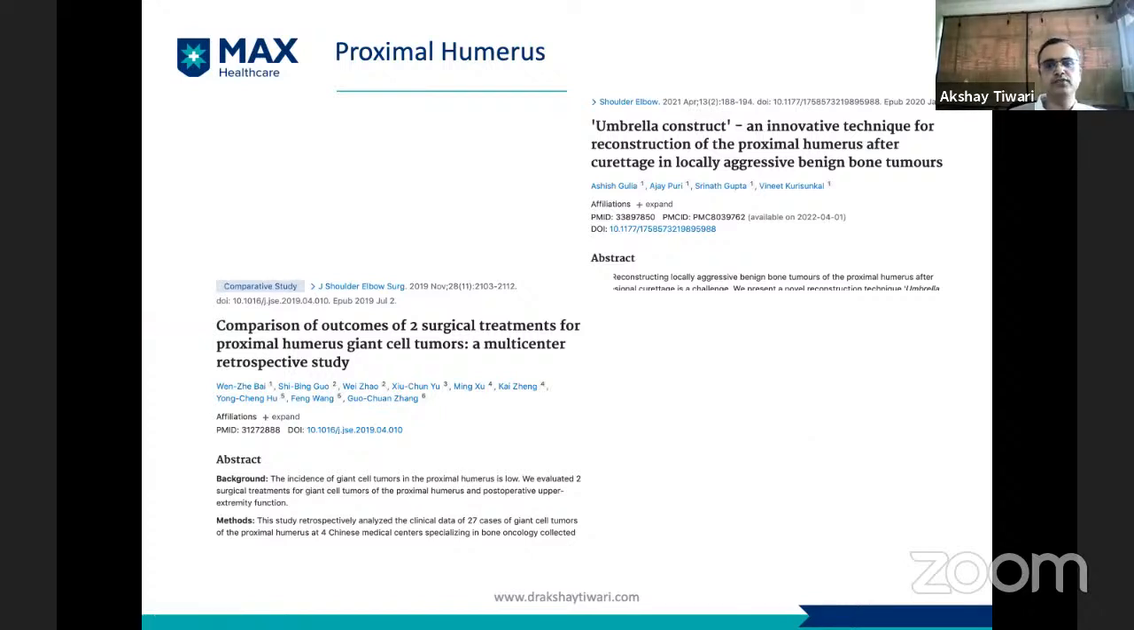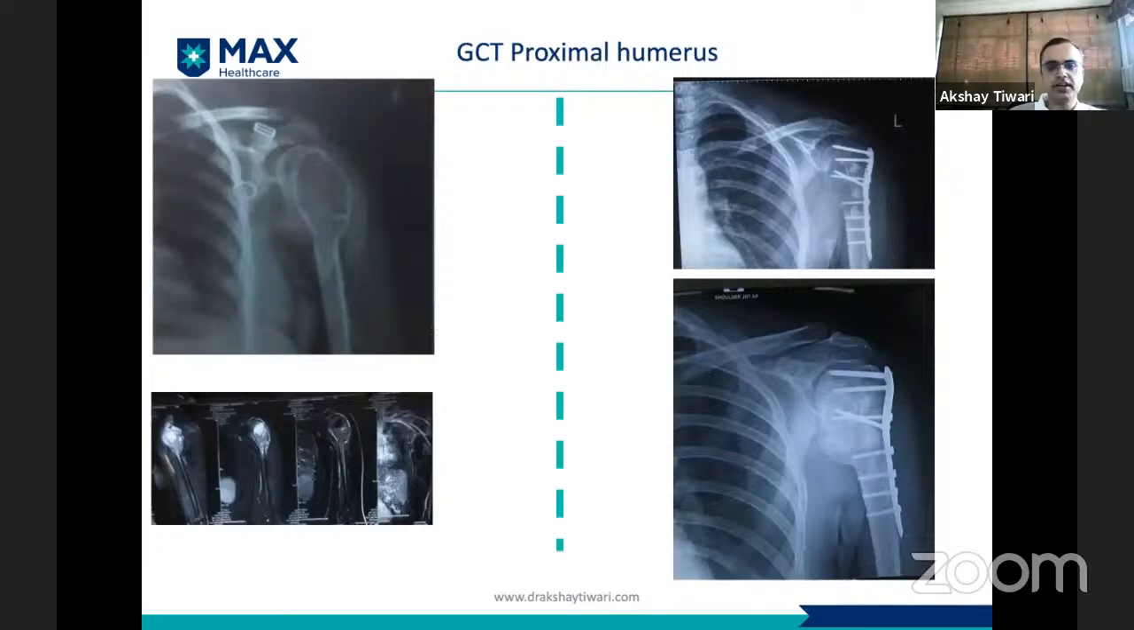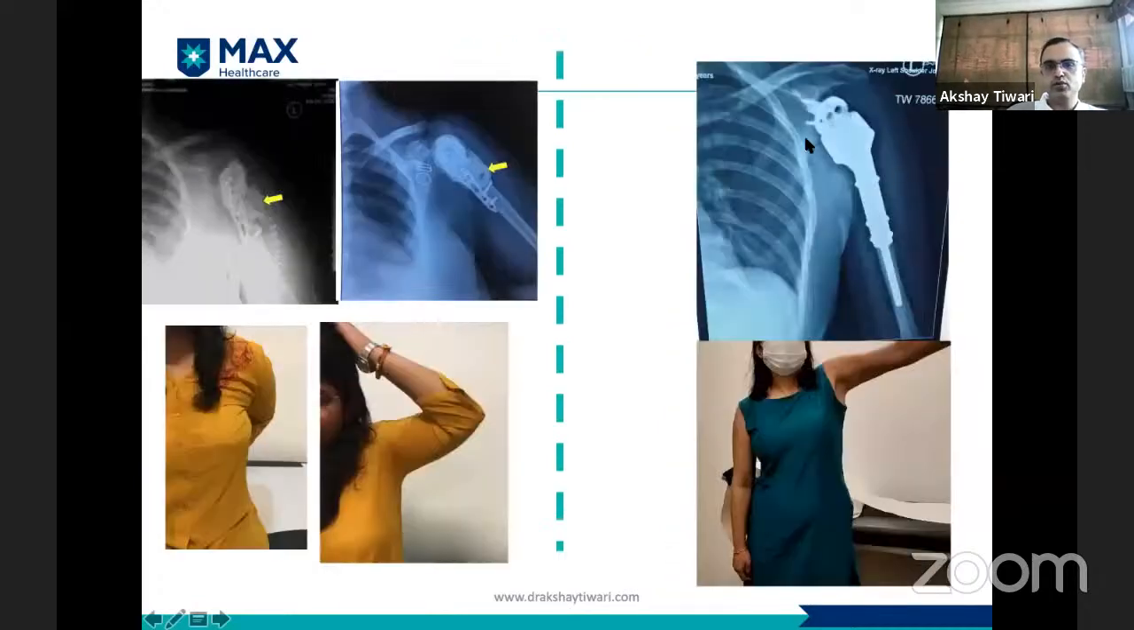Everyone agrees that curettage will have a much better outcome than resection. And most of the work has been about how to reconstruct, and the umbrella construct from the TMH group is an interesting way of reconstructing. Again, the one on the left was treated with curettage, and the one on the right had multiple surgeries, then was treated with denosumab, consolidated, and then we could do an axillary nerve sparing resection and a reverse shoulder with good function. The one on the left was treated with curettage and a combination of cement and bone graft, and she also did well in the long term.